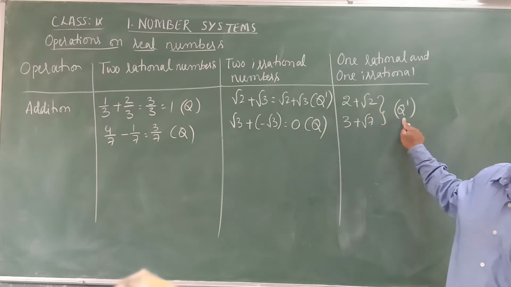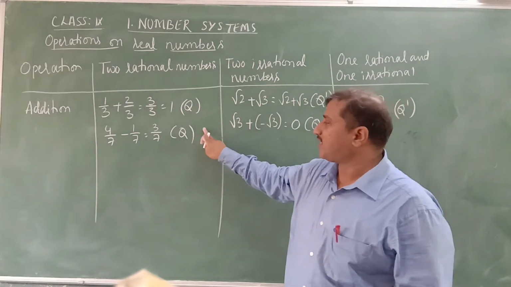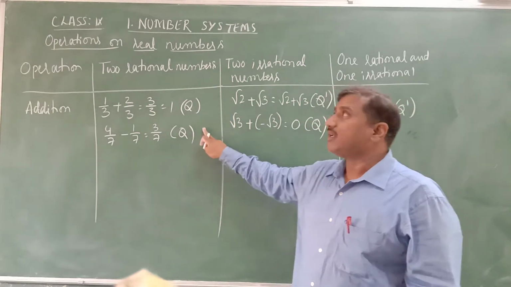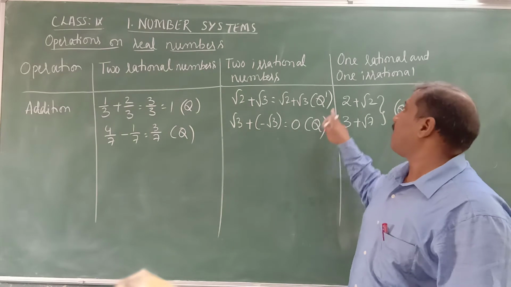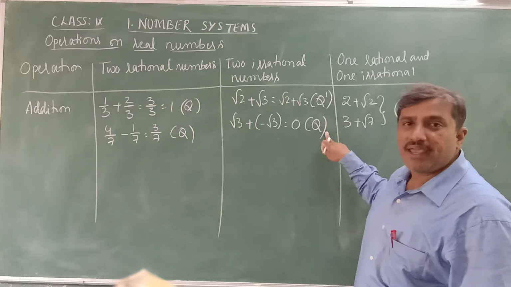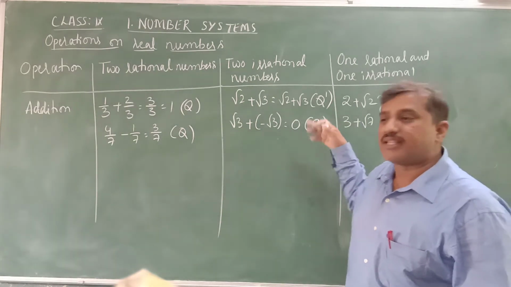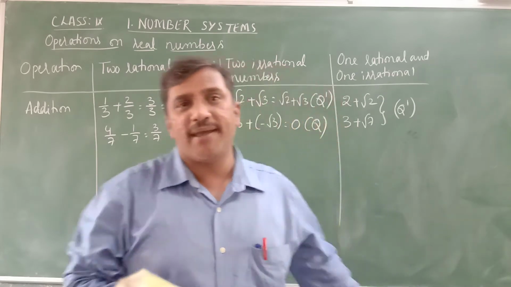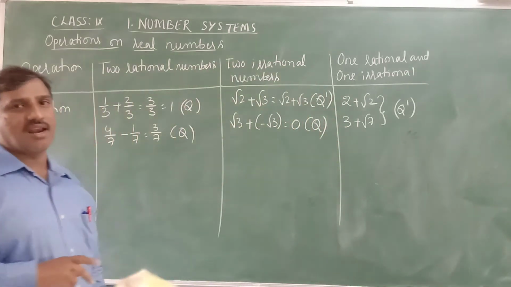The sum of two rational numbers is always a rational number. The sum of two irrational numbers may be irrational, or may be rational. There are two possibilities. It may be a rational or it may be an irrational number.